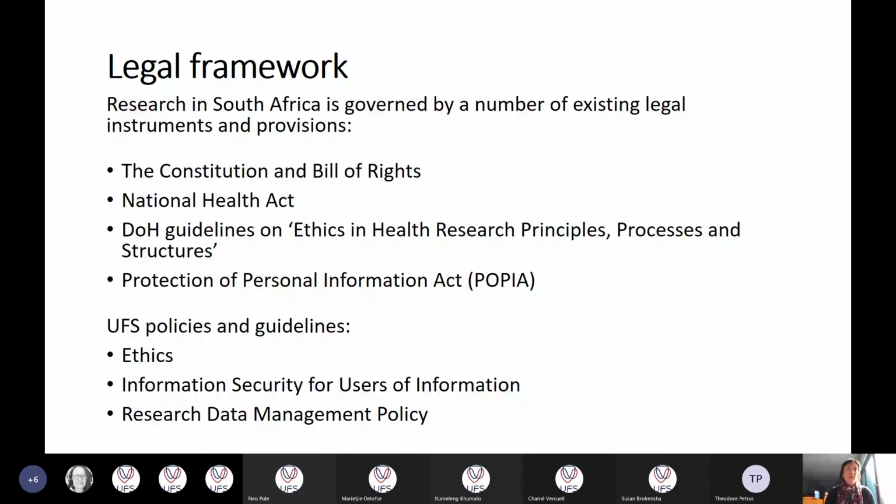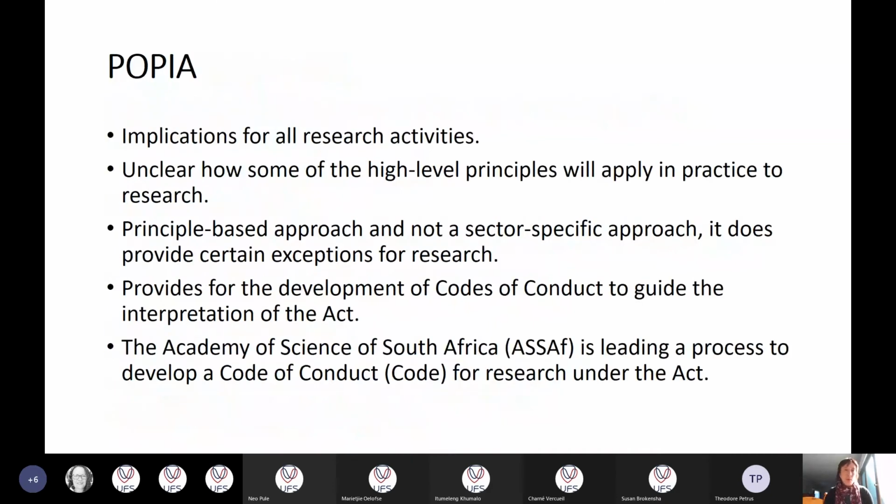But the big question on all us researchers' minds is POPIA. And what is the impact going to be on our research activities? And I don't at all pretend to even be an expert on this. I have learned a lot through reading, and I'm going to share with you what I understand about POPIA.